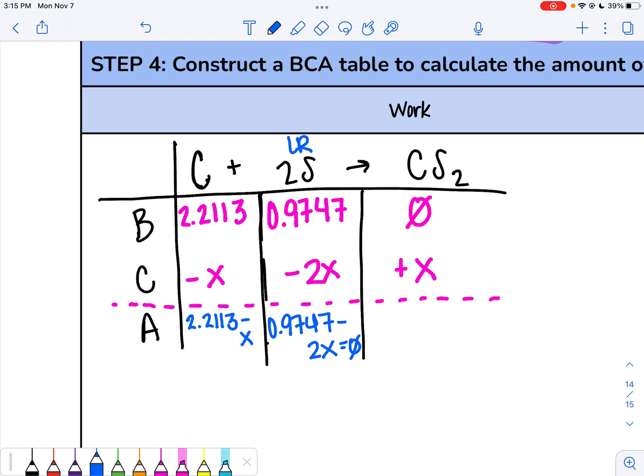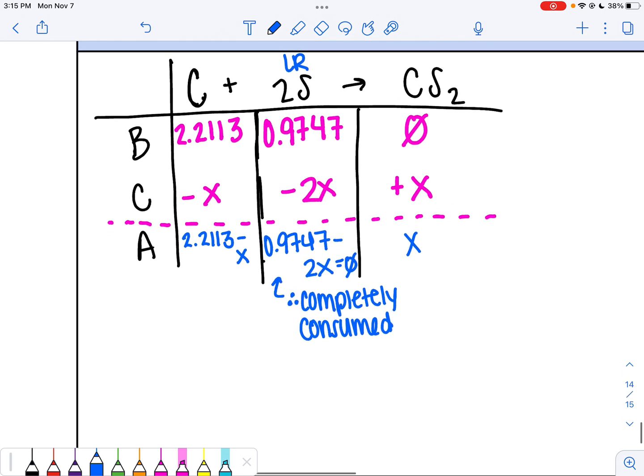For my carbon, I started with this many moles of carbon, and I've lost some amount of that carbon in the equation. What is x? We're going to have to solve for that in a minute. So this one we're just leaving as is, no equal sign. Okay, then at the end, I had 0 plus x for my carbon disulfide, so I'm left over with x amount of carbon disulfide at the end. So we know that this thing is our limiting reactant, therefore completely consumed. That's why we can make it equal to 0.